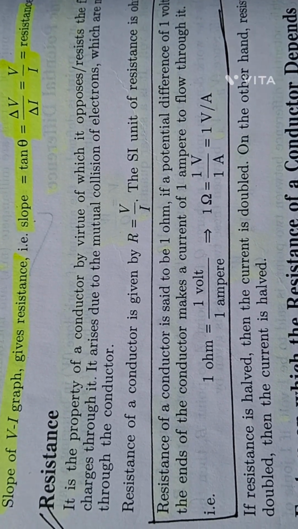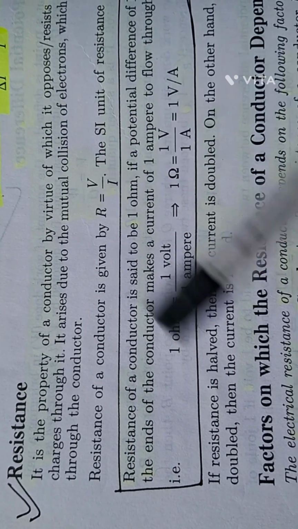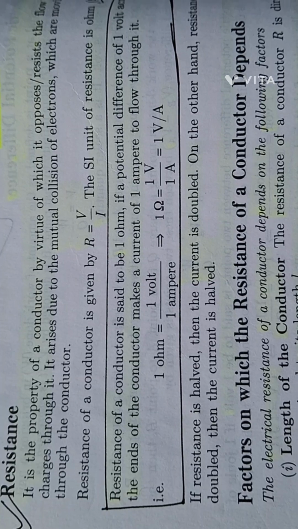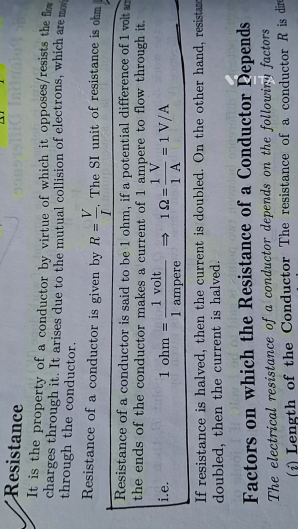Now since current is inversely proportional to resistance, if resistance is halved, the current is doubled. On the other hand, if resistance is doubled, the current is halved, because they are inversely proportional.